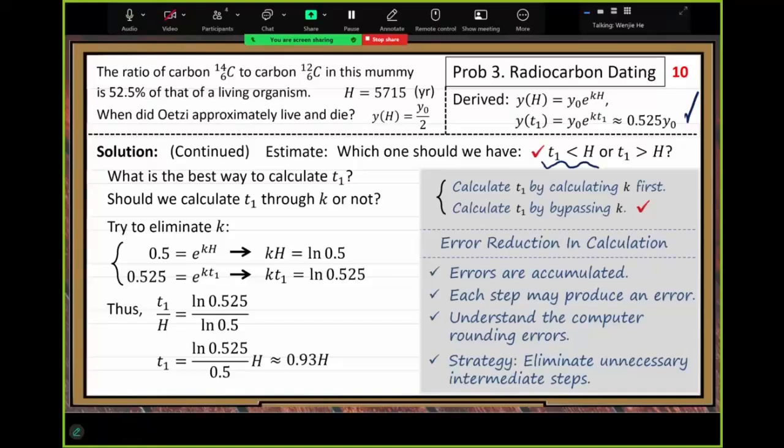So T1, the number of years for that time period, is 0.93 times the H value, approximately 5,315 years. So that's your estimate. At least you have a scientific method to estimate. It's not baseless; you don't just pick some random number.